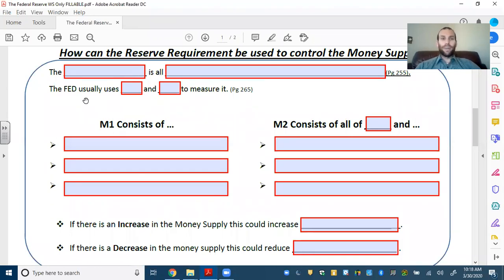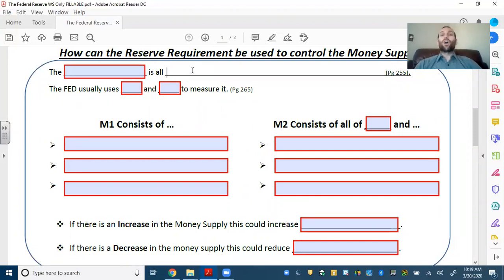It's something that the Fed uses to control interest rates. It controls how much loans, how much investment spending is out there. So the money supply, and that's what's kind of going into this bank, is all the money circulating in the economy. So it's a very, very simple thing.